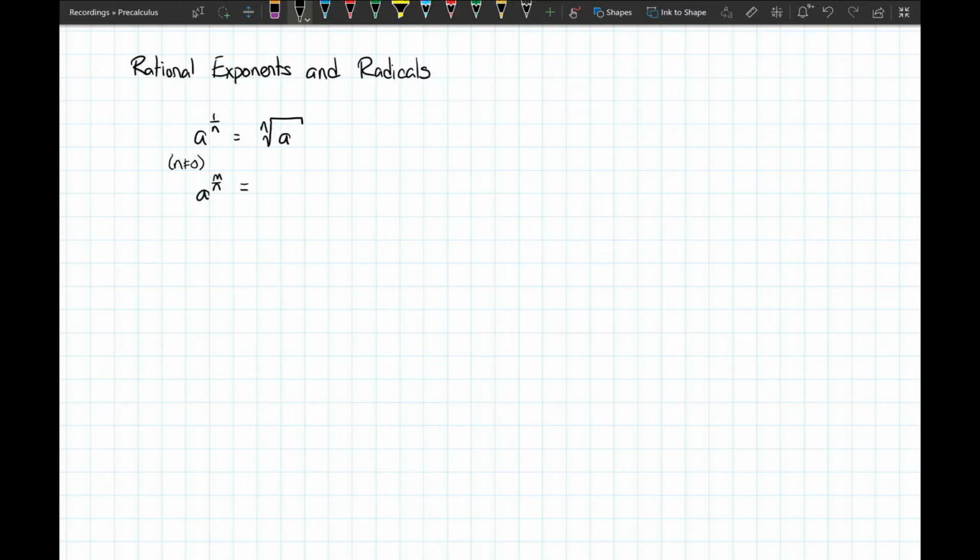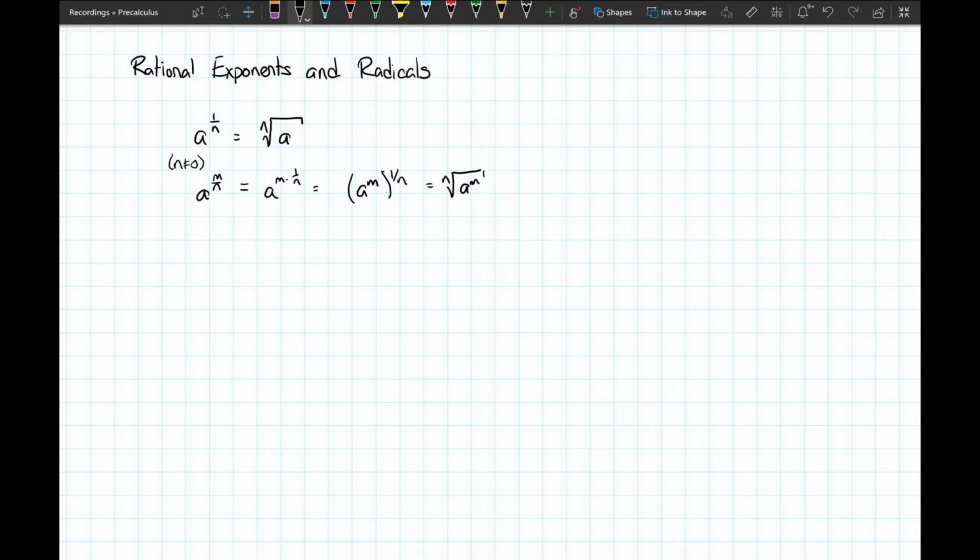What if we have a to a fraction m over n? Well, then we can apply rule number 5 that we just looked at, and we can think about it in one of two ways. We can think about this as being a to the m times 1 over n, in which case this is a to the m, and then all of that to the 1 over n, and we'll get the nth root of a to the m.